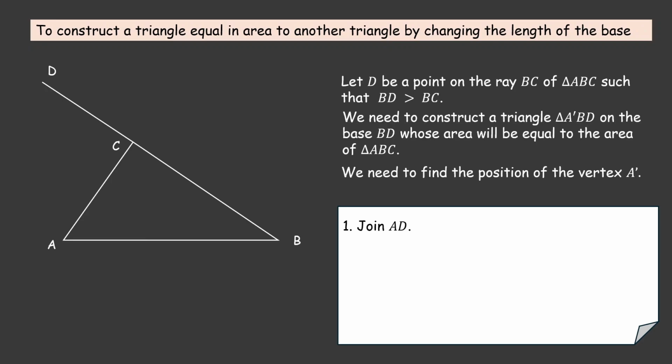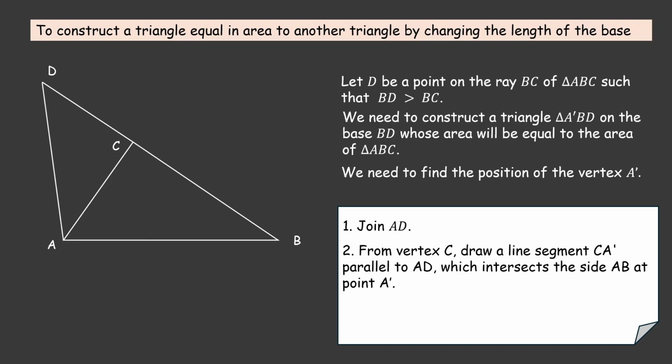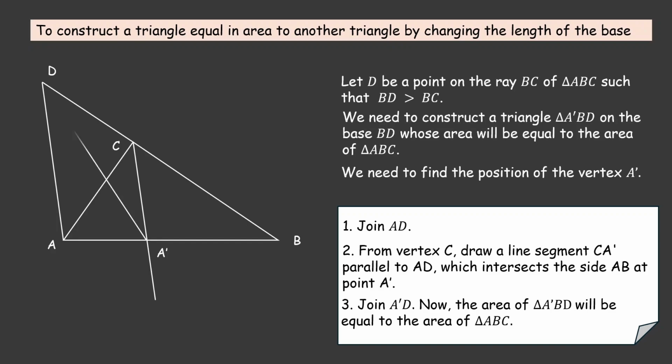First of all, we are going to join AD. Then from vertex C, we'll draw a line segment CA dash parallel to this line AD, which intersects the side AB at point A dash. Now join A dash D, and the area of triangle A dash BD is going to be equal to the area of triangle ABC. Let us see why that is so.